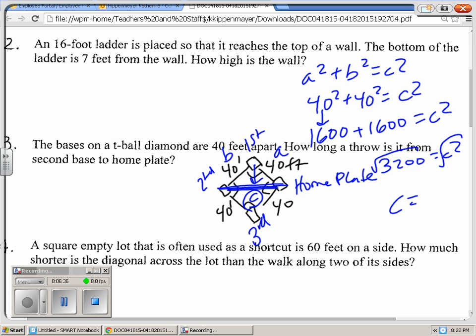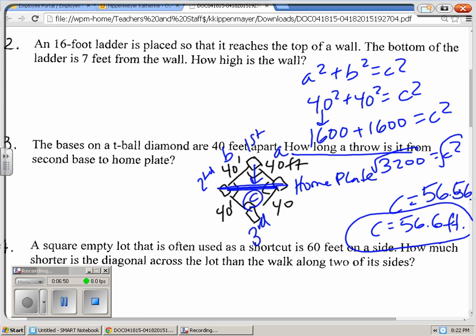And c is equal to 56.56, etc. So c equals 56.6, and this again was in feet. How long a throw is it from second base to home plate? That is what we answered by finding c.